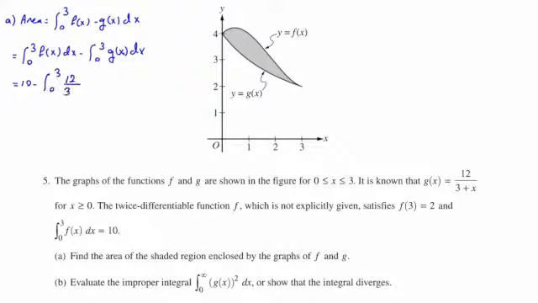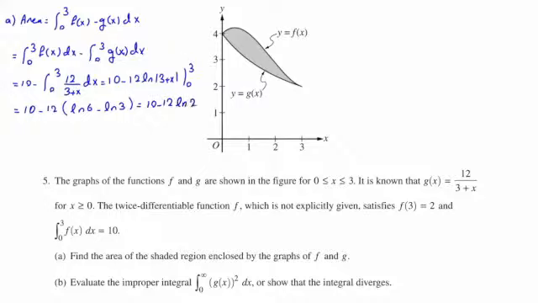12 over 3 plus x dx, and it will be 10 minus 12 ln of 3 plus x from 0 to 3, and it will be 10 minus 12 open bracket ln of, if you replace x with 3, ln of 6 minus ln of 3. I'm sorry, here I should write 10. 10 minus 12 times ln of 6 minus ln of 3 is ln of 2. Okay, so we've solved part A.